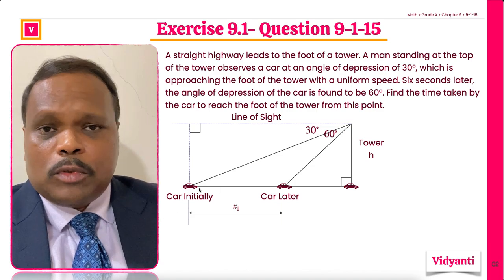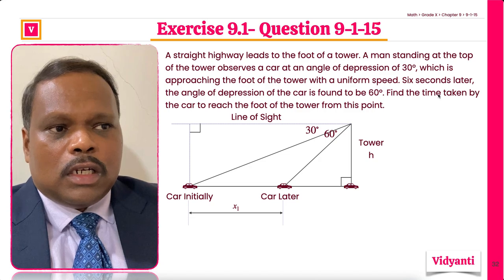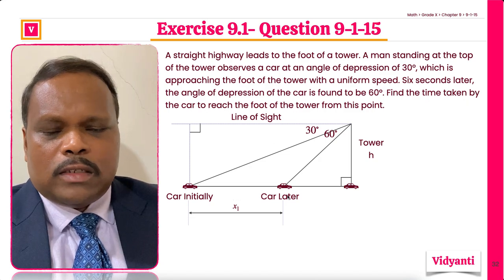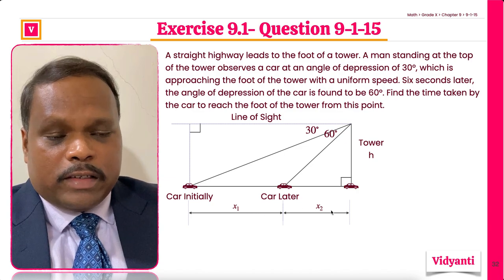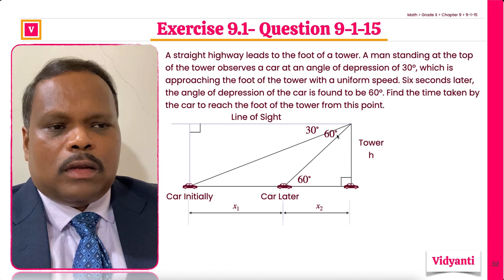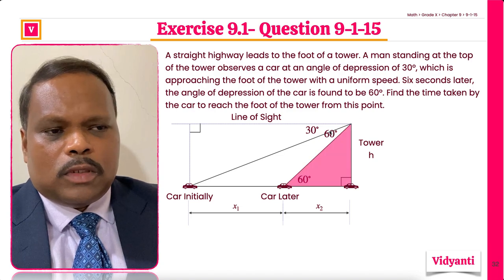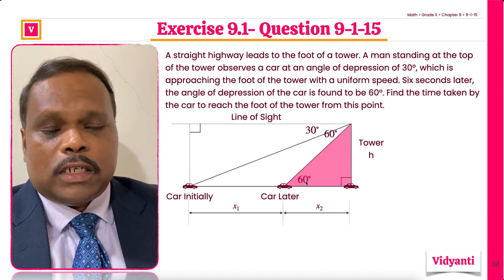We are supposed to find out the time taken by the car to reach the foot of the tower. So let's assume that this distance is x1, this distance is x2. They may not necessarily be the same, and by alternate interior angles, if this is 60, this is also 60.